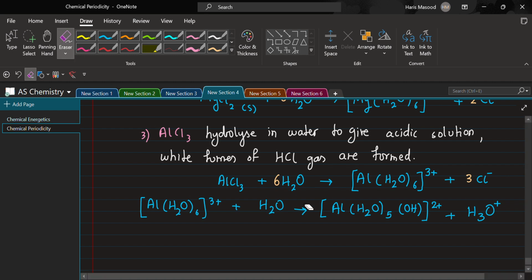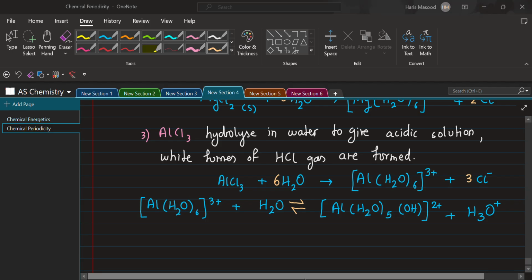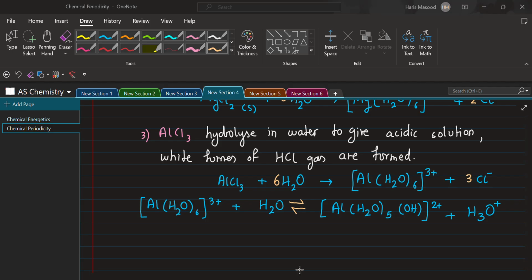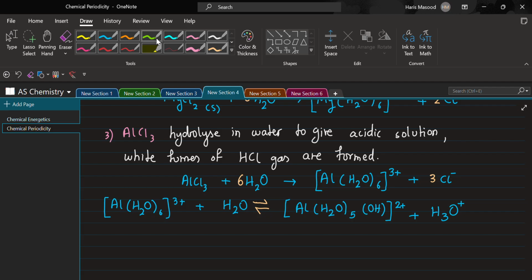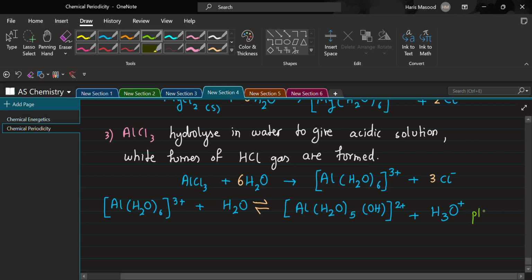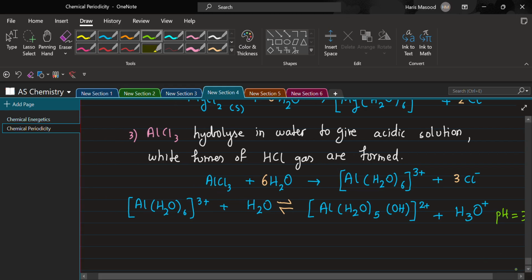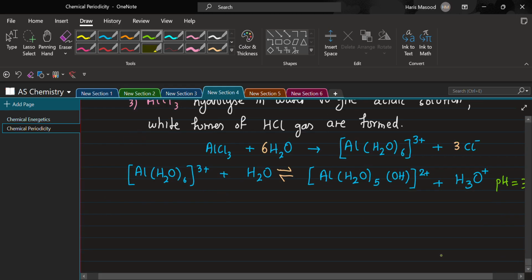And also it has a reversible sign, not the straight sign, because in a reversible reaction the ions will be forming and breaking down at the same time. pH will be now 3. Okay, clear?